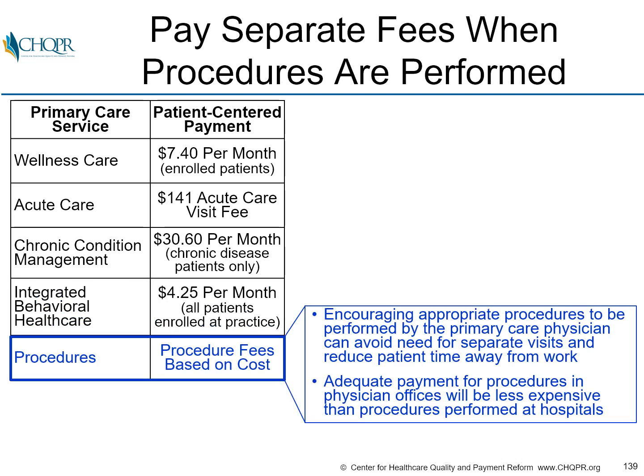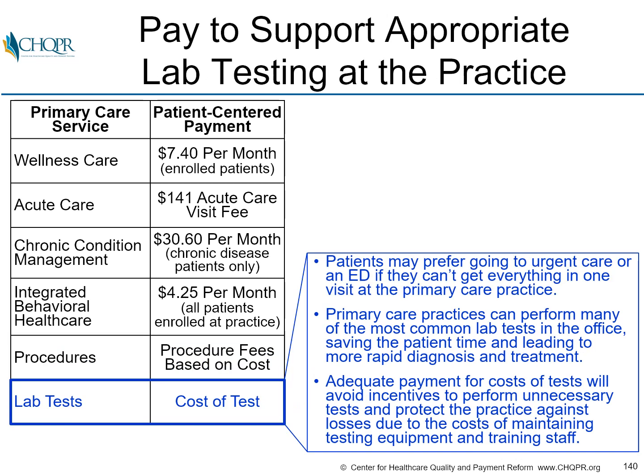In addition to the services already discussed, there are a number of minor procedures that primary care physicians can perform in the office. In general, it is desirable for them to do this when possible, both because it avoids the need for a patient to make a separate trip to a specialist or hospital, and because a procedure delivered at a hospital would likely be far more expensive. The best way to support this is to pay a fee for each procedure that is based on the amount of time the physician will spend performing the procedure and the cost of any equipment, supplies, or medications needed.